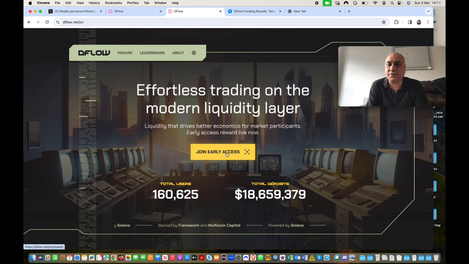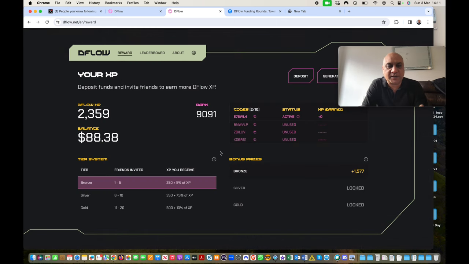Another thing I would like to talk about is when you click this join early access, you will be asked for an email. You will create a private key, but this is also kind of play on account abstraction. So you don't need seed phrase. You just need email and password, but do backup your private keys as well. So when you click on this, you create the account. You can see I have already $88 deposited in it.